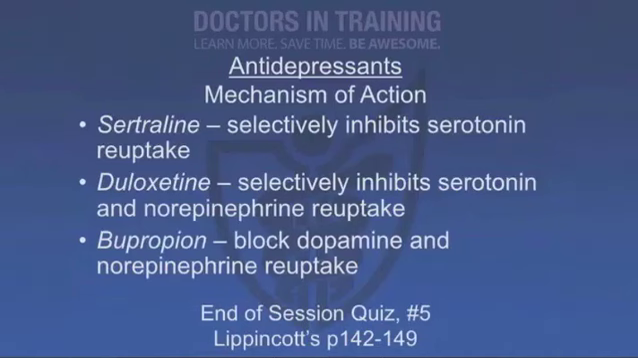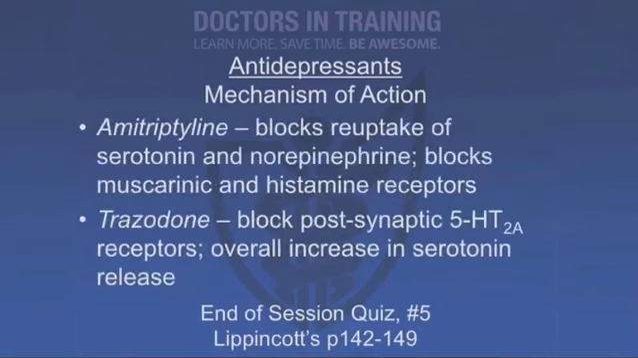Match the following drug with its mechanism of action. The first thing we have here is sertraline. It selectively inhibits serotonin reuptake. Duloxetine selectively inhibits serotonin and norepinephrine reuptake. Bupropion will block dopamine and norepinephrine reuptake. Amitriptyline will block reuptake of serotonin and norepinephrine, and the way it's different is it also blocks muscarinic and histamine receptors. And then trazodone will block postsynaptic 5-HT2A receptors, and it will overall increase serotonin release.